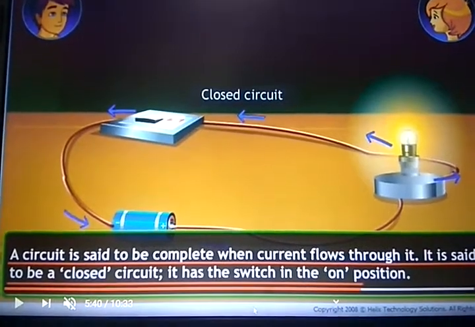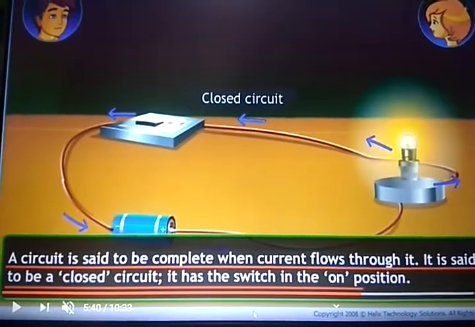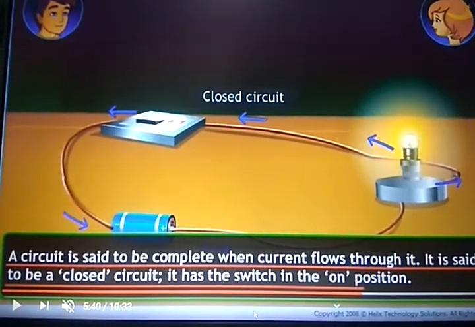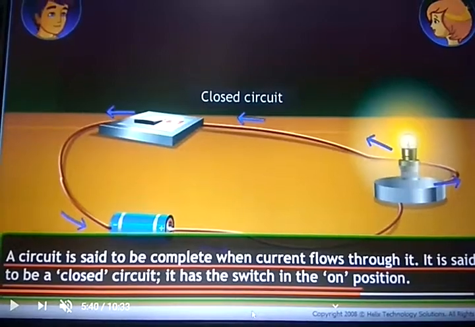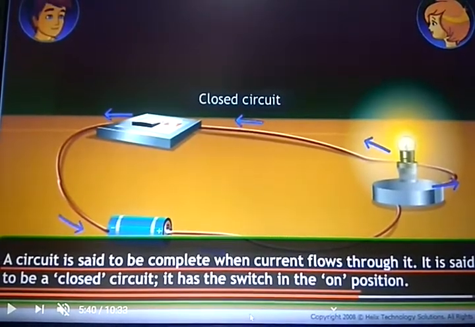This is the diagram of closed circuit. Closed circuit means the circuit is on. You can see here the bulb is on. So a circuit is said to be complete when the current flows through it. It is said to be closed circuit. It has switch in the on position, right?